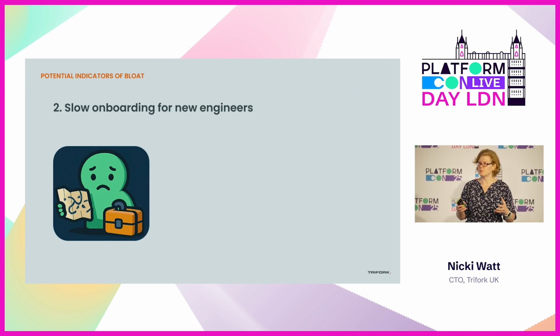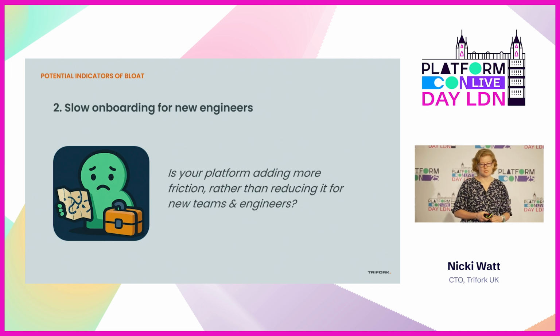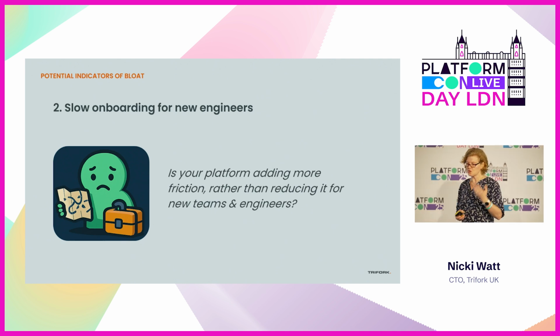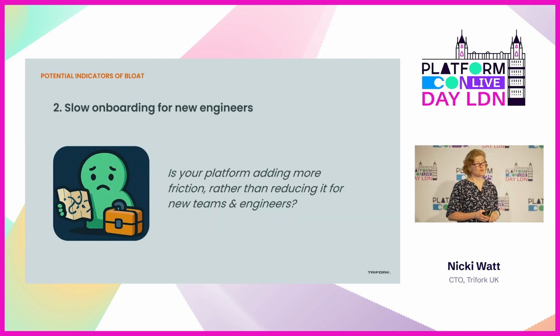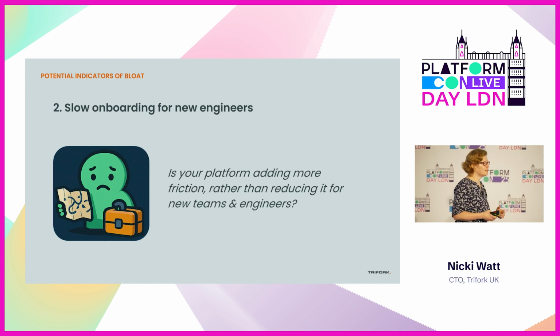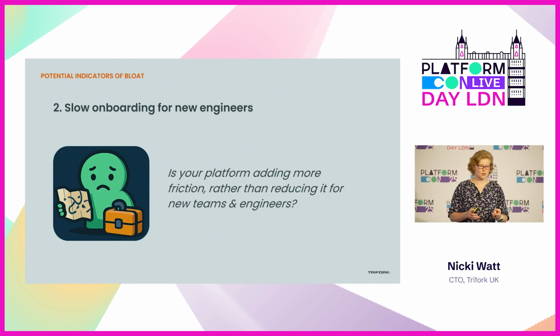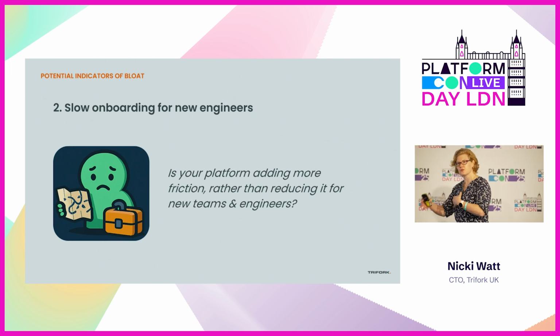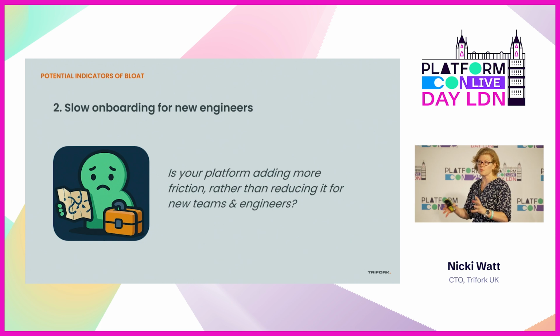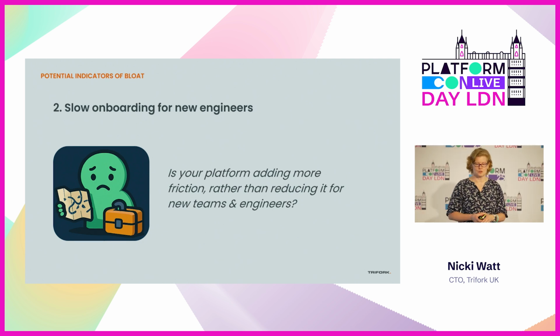And this is why I said at the beginning, it's not automatically the case that if you see these indicators, it's bloat. But again, the question you want to ask in this particular case is: is your platform adding more friction, and you can read bloat in this instance, rather than reducing it for your engineers and for the teams that are onboarding? Now, a common example here would be where you have a team or somebody trying to onboard and they've got to install 4 CLIs, clone 3 GitHub repositories, and go to Slack to figure out how to do things, all of this before they're able to even commit a line of code.